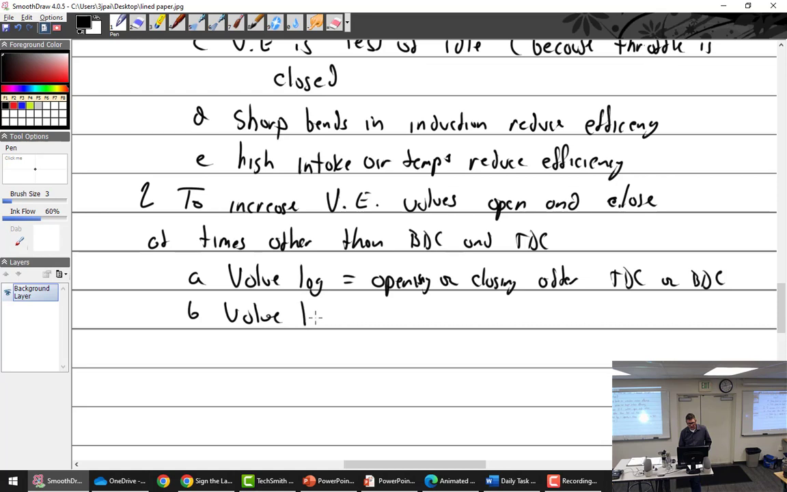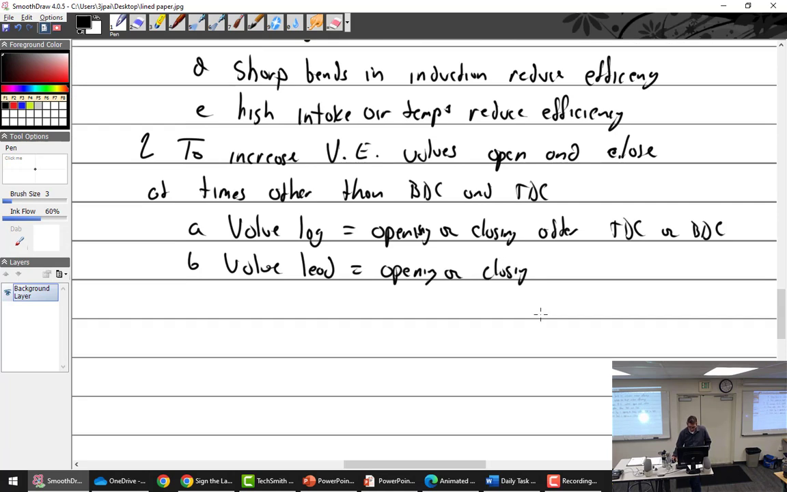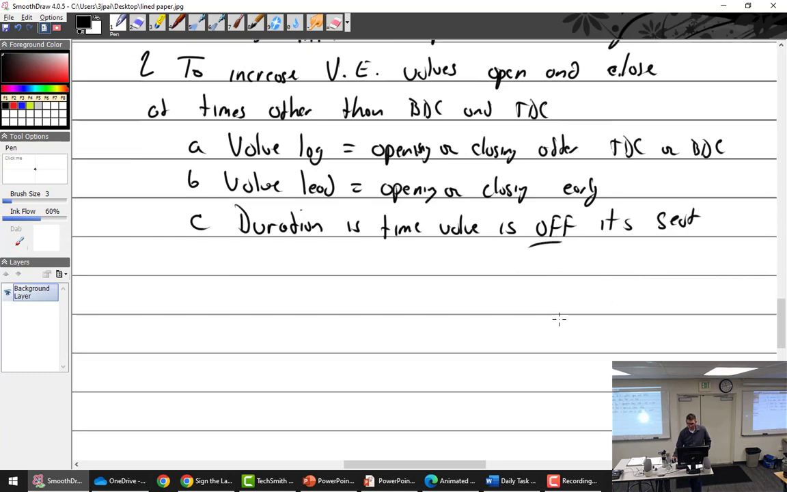Valve lead, let's say opening or closing early. That makes more sense. Other than TDC or BDC, so that'll be earlier, before that. And this term right here, which is a hard one to remember, but you do have to remember it. Duration is the time the valve is off its seat. Off its seat, open, which is to say open. That's duration.